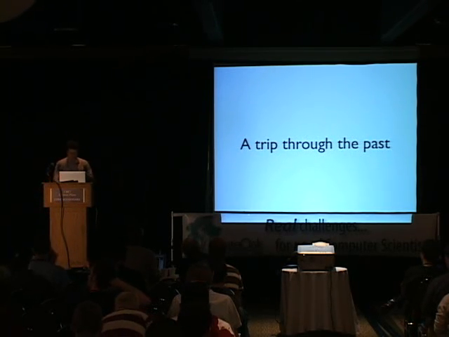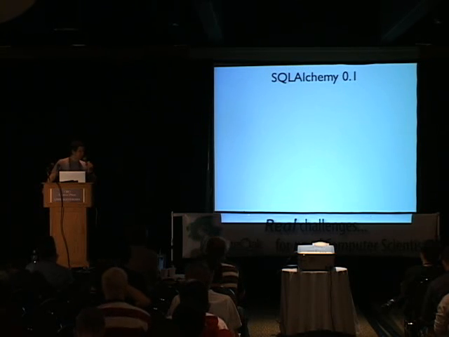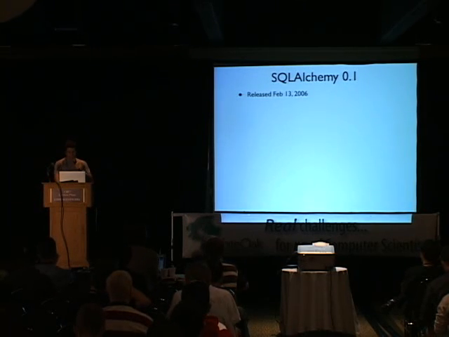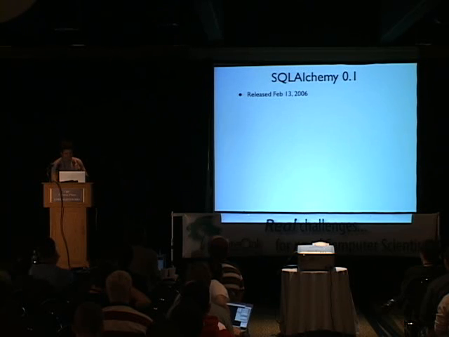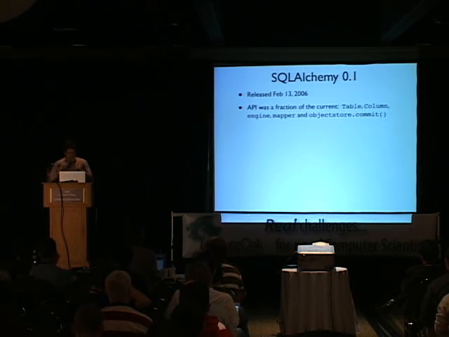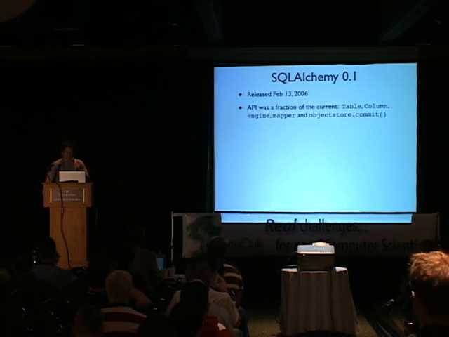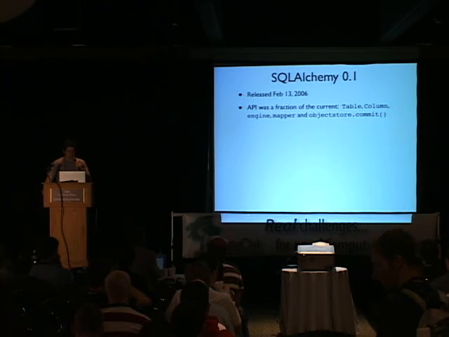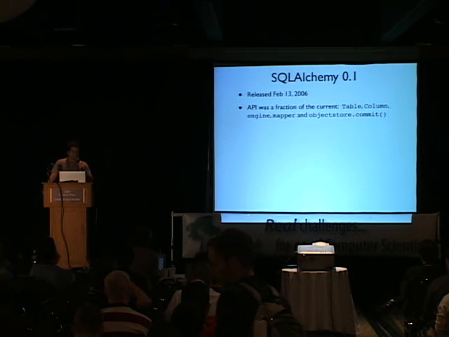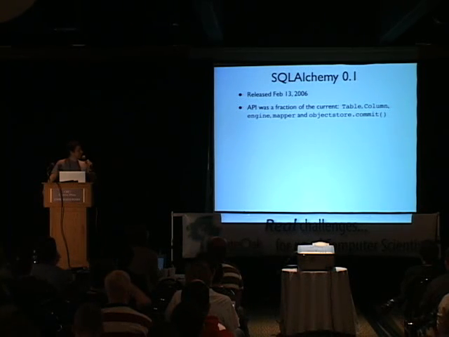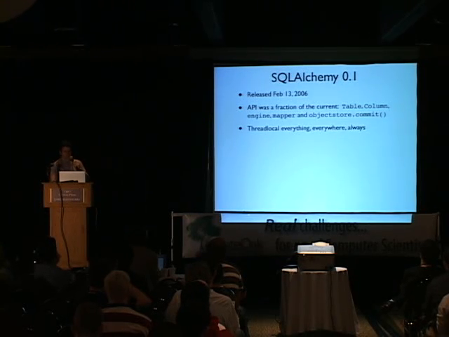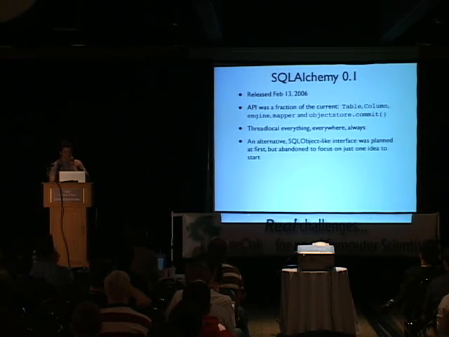A trip through the past, starting with SQLAlchemy 0.1, released in 2006. And those of you who used it, remember it had a very small API. It was a couple of objects: tables, columns, engines, mappers, and object store commit. And that was pretty much the whole thing. People kind of liked it, although it was kind of limited. Thread local, everything, everywhere, always. That's how we did it in version 1.